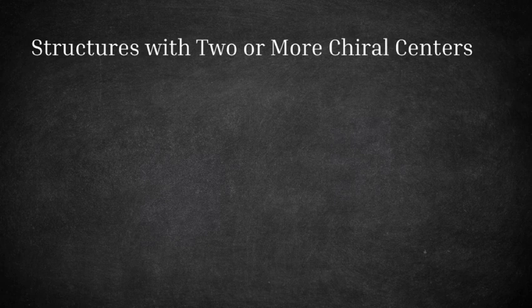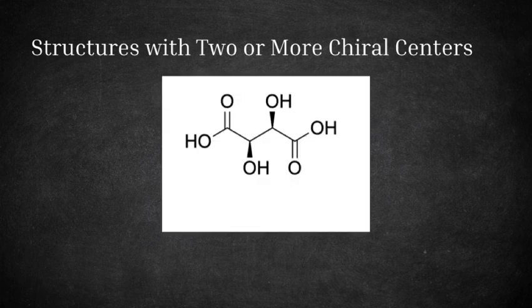So far, we've focused on molecules with a single chiral center. Now let's examine structures with two or more stereogenic elements. The following structure is a stereoisomer of tartaric acid, which has two chiral centers at carbons 2 and 3, each bonded to 4 different groups. Using the CIP priority rules, we can determine the absolute configurations of these chiral centers.